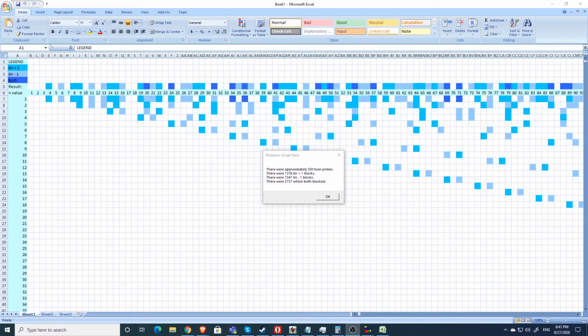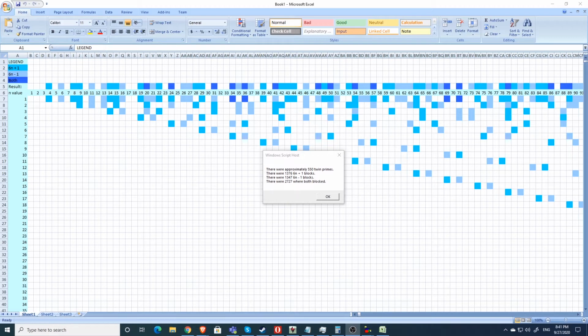Alright, that wasn't too bad after all. And as you can see, I've thrown in some statistics for what was going on here too. Over the course of 6,000 of these 6n plus or minus 1 entries, there were 550 twin primes. Now, that's approximate because the last couple of columns might be inaccurate, just the way that it's going. So it's going to be about 550 twin primes.